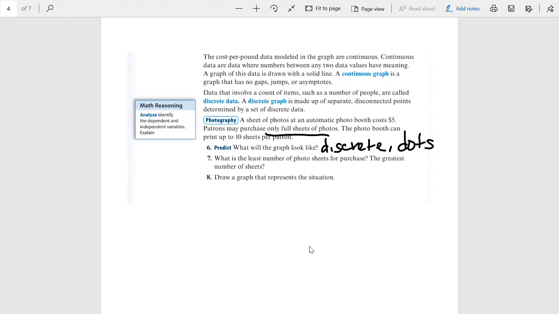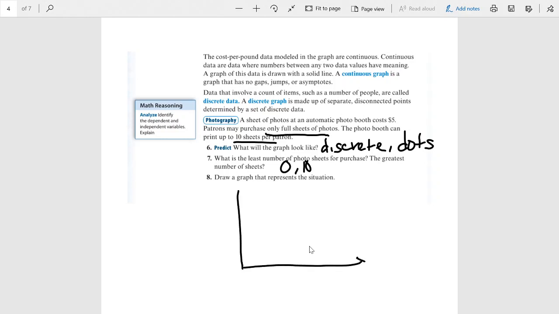So number 7, continuing on, what is the least number of photo sheets for purchase? Well, I don't have to buy photos, so I would say 0 is the smallest amount. I wouldn't go into negatives here because that doesn't make any logical sense. But what's the greatest number of sheets? Well, it tells us in the information that I can buy up to 10 sheets per patron. So let's draw a graph to represent this.